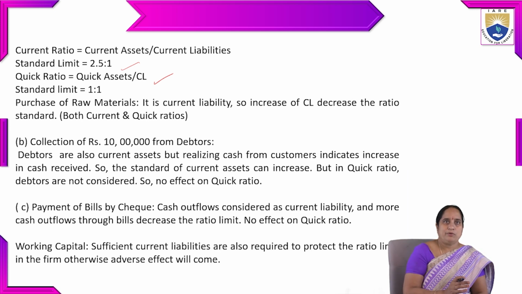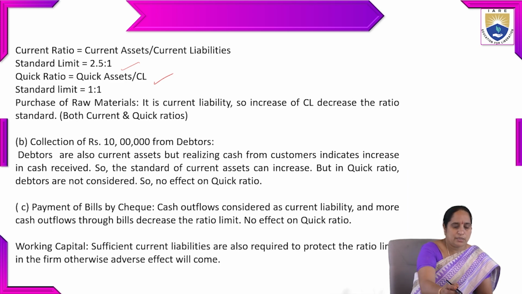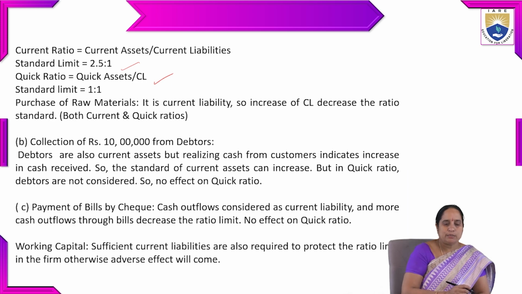So its impact will be on purchase of raw materials. It is current liability. So increase of current liability decreases the ratio standard, both current and quick ratios. And coming to collection of 10 lakhs from debtors. Debtors are also current assets, but realizing cash from customers indicates increase in cash received. So the standard of current assets can increase, but in quick ratio, debtors are not considered. So there should not be any kind of effect on quick ratio.